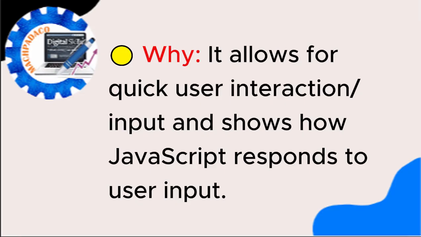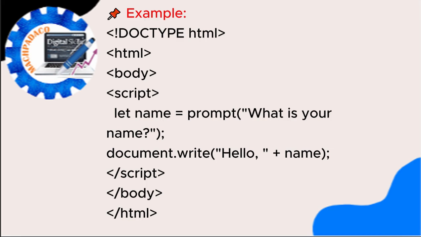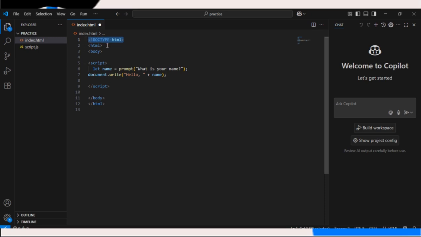Why do we use prompt? It allows for quick user interaction and input, and shows how JavaScript responds to user input. For example, we have our doctype HTML, and below it we have our HTML open tag. Below the HTML open tag, we have our body open tag. We have our script open tag.